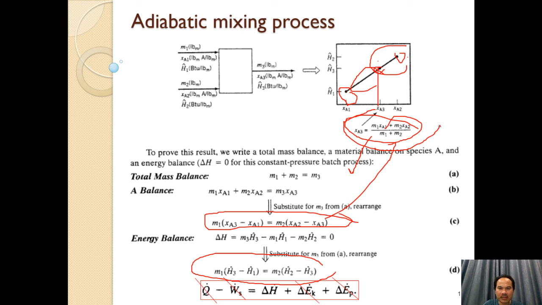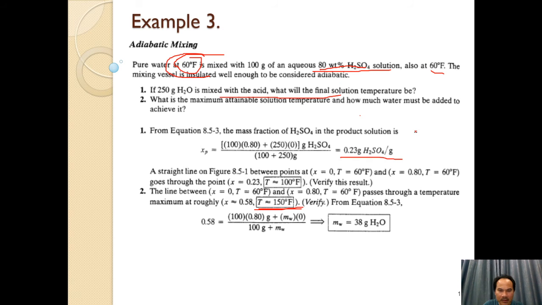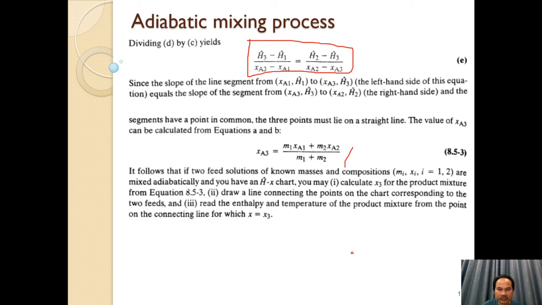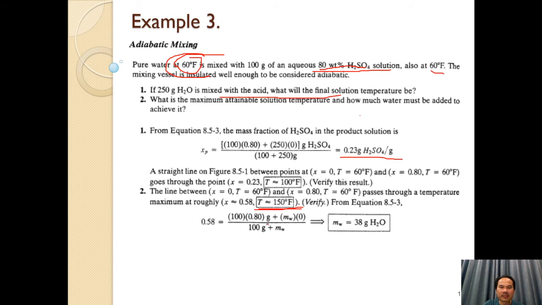This term A1 is sulfuric acid. In this case, you solve for MW equal to 30 grams of water.